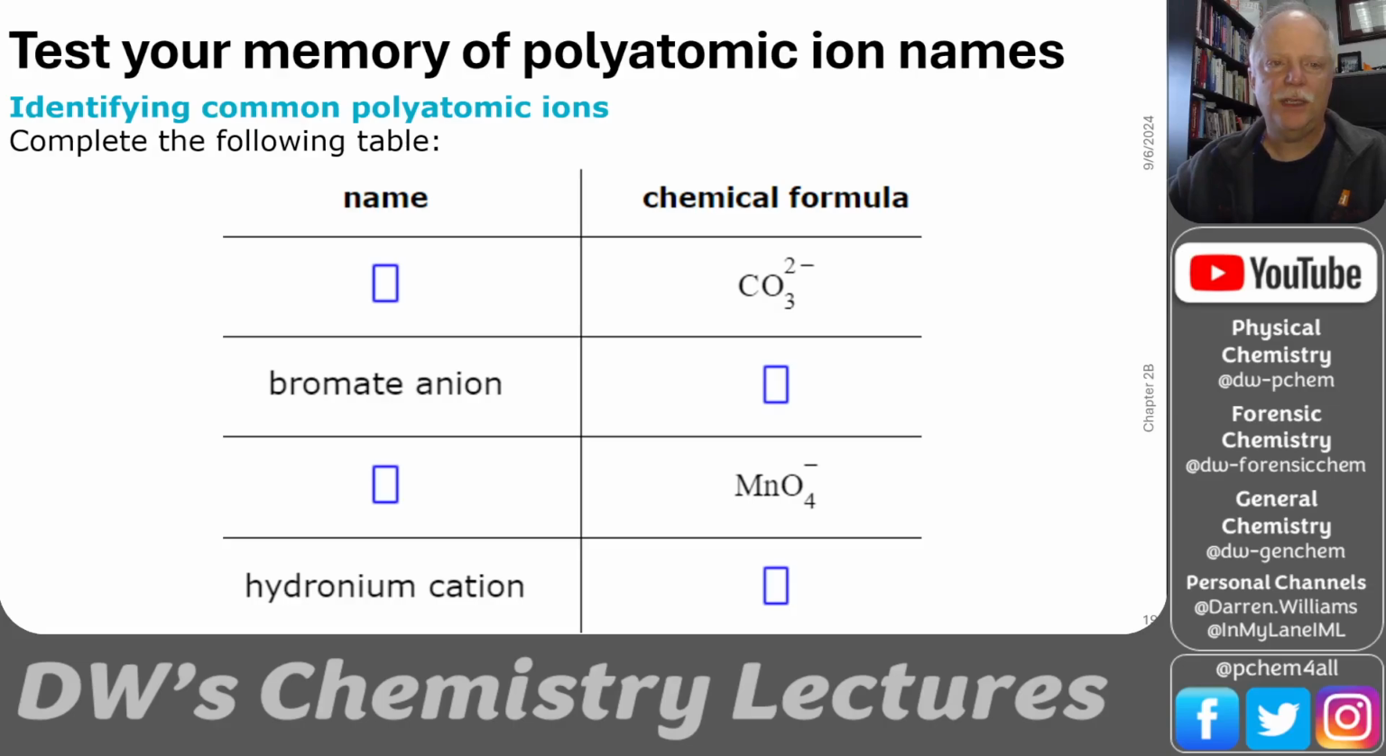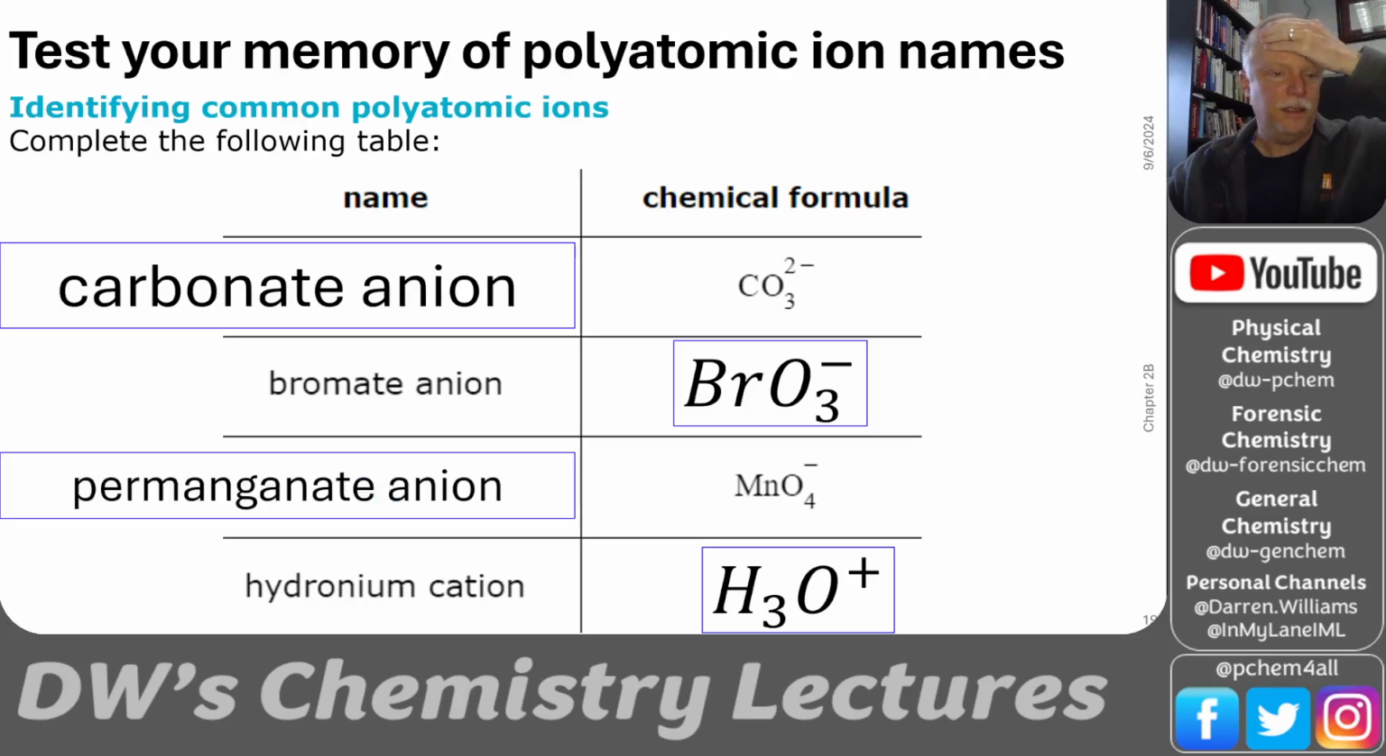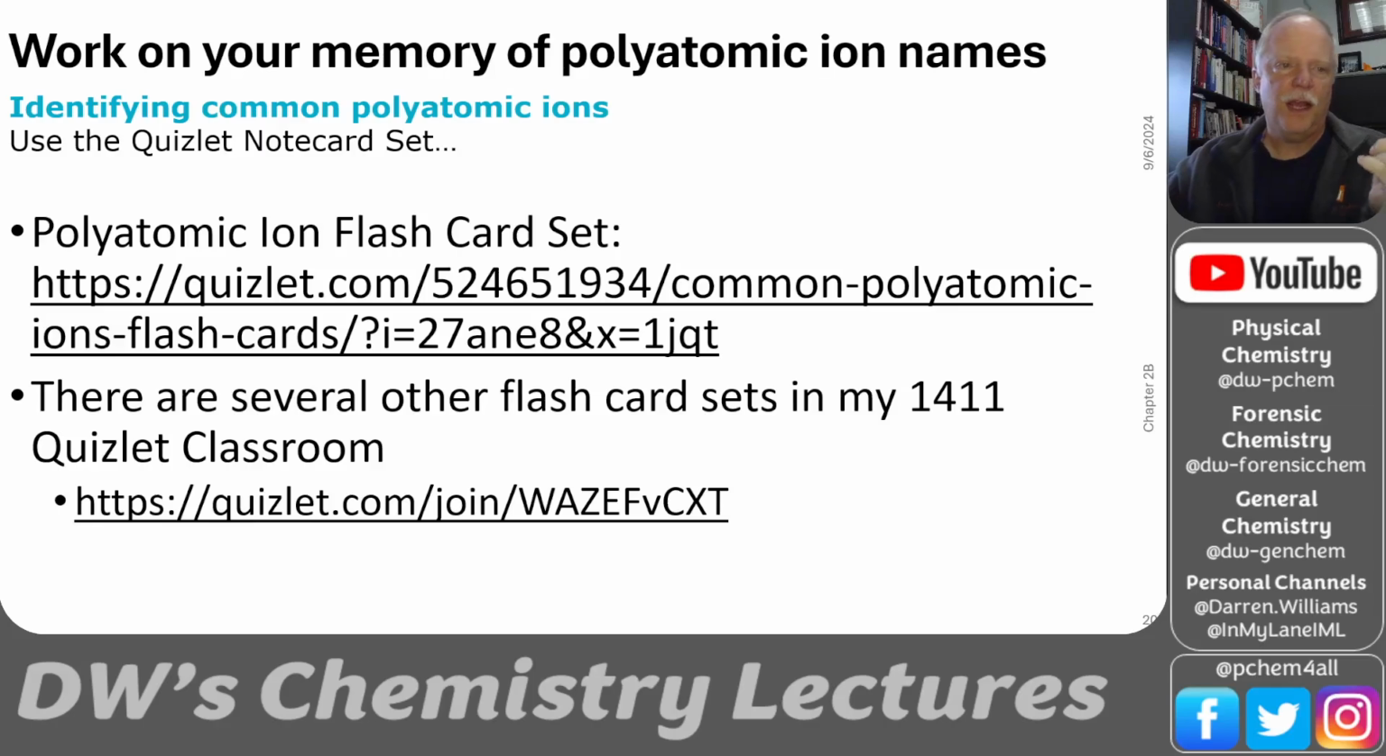Okay, so then this one is just a brute force, test your memory of the polyatomic ion names. And you can beat your head against ALEKS and test your knowledge, and that's great, but you may want to take a little sidestep. I mean, we can go through these and name them. That's the carbonate anion, that's the bromate anion, that's the hydronium cation, and the permanganate anion. And you can work on ALEKS, but you might want to do this in terms of memorizing.